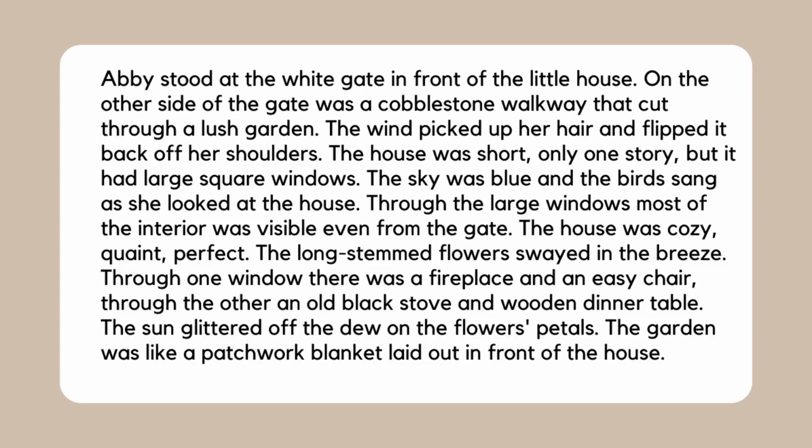For example, Abby stood at the white gate in front of the little house. On the other side of the gate was a cobblestone walkway that cut through a lush garden. The wind picked up her hair and flipped it back off her shoulders. The house was short, only one story, but it had large square windows. The sky was blue and the birds sang as she looked at the house. Through the large windows, most of the interior was visible even from the gate.